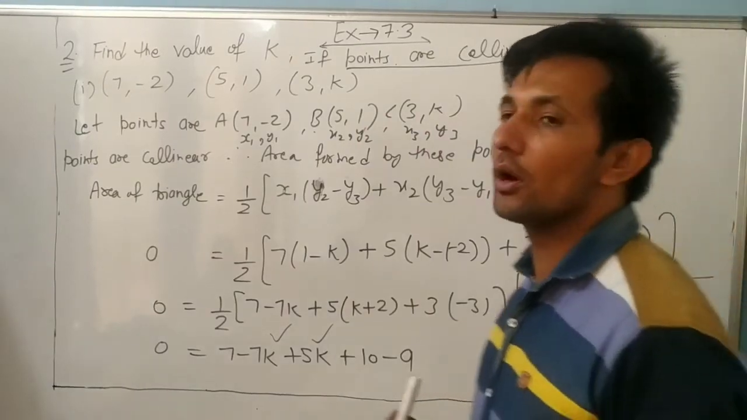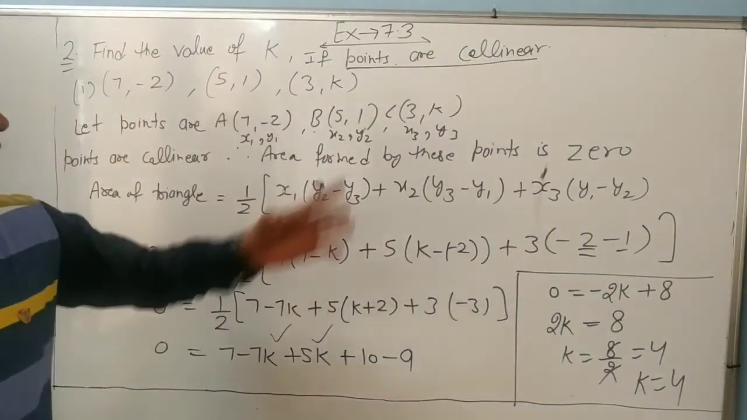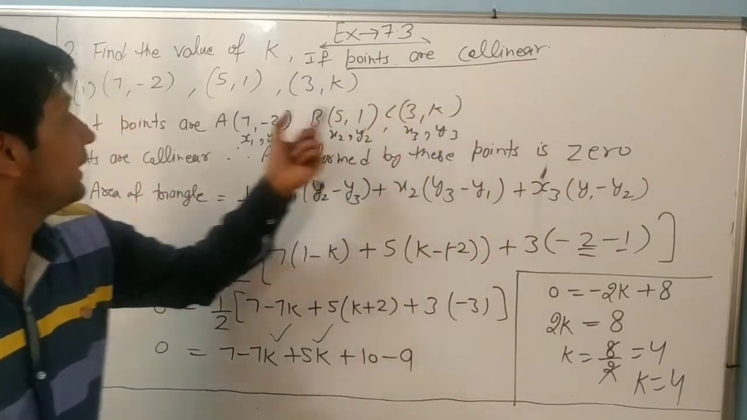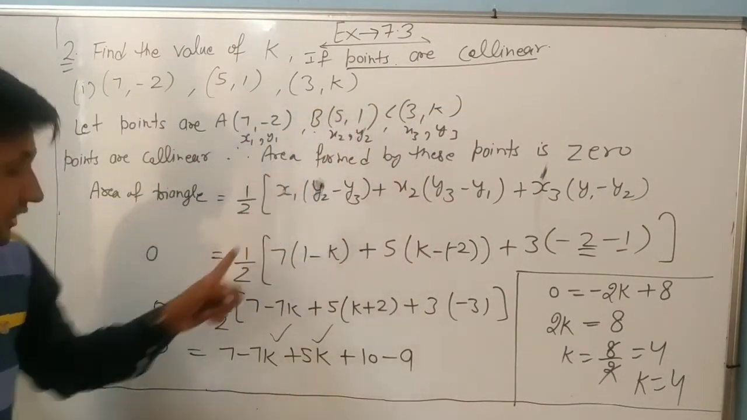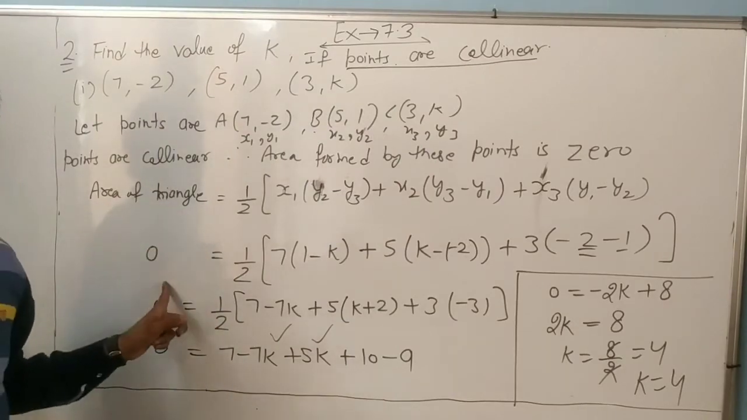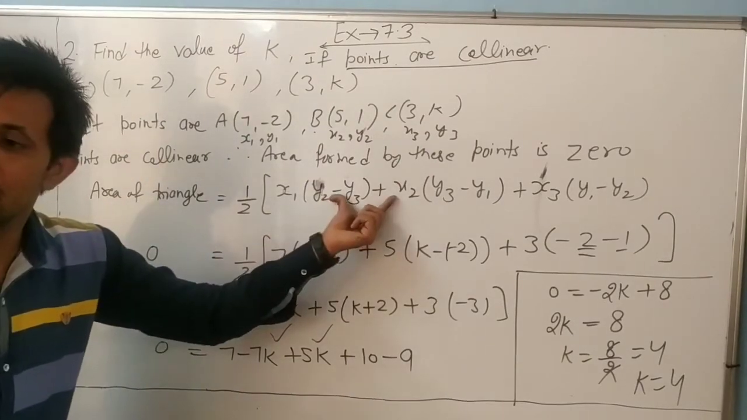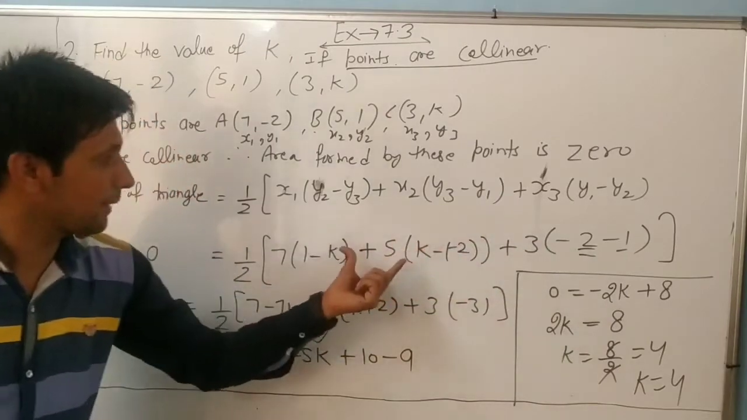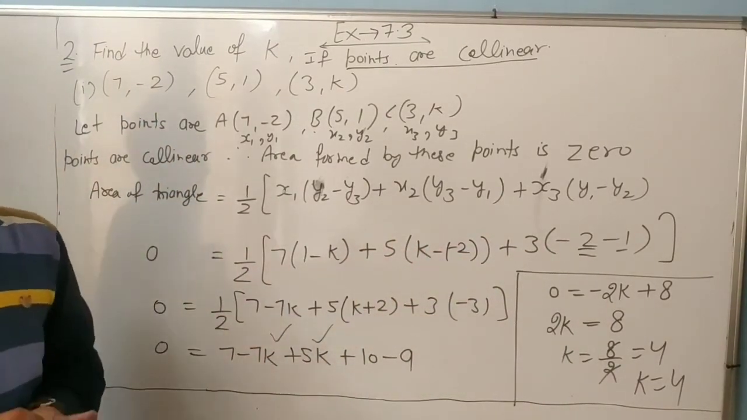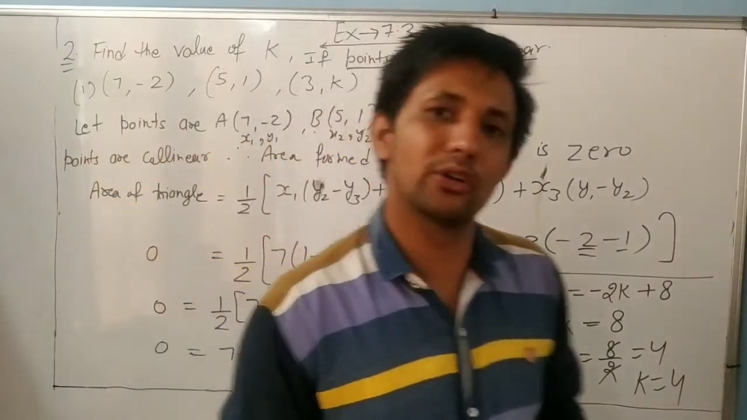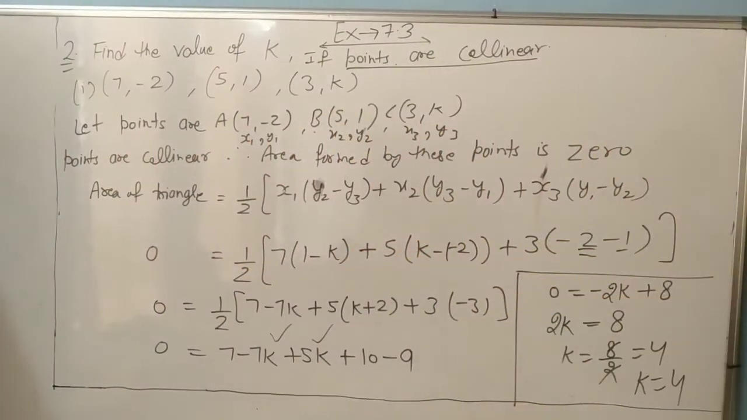Only one thing you have to remember: whenever in the question points are collinear, it means the area formed by these 3 points is how much? 0. We equate it to 0. Write the area formula, equate it to 0, and find the value of k. The second part you have to do yourself. Okay, please note it down.